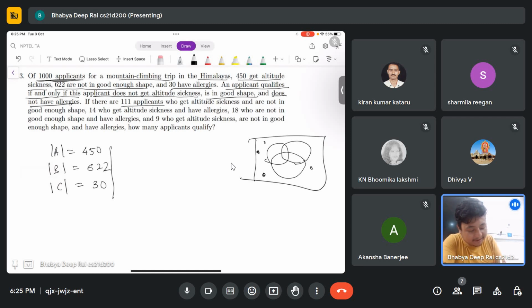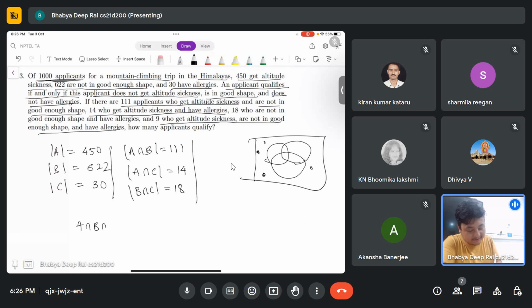So 111 applicants who get altitude sickness are not in good enough shape. So A intersection B is 111. 14 who get altitude sickness have allergies, so A intersection C is 14. 18 who are not in good enough shape have allergies, so B intersection C is 18. And 9 who get altitude sickness are not in good shape and have allergies. So finally we have A intersection B intersection C, which is equal to 9.